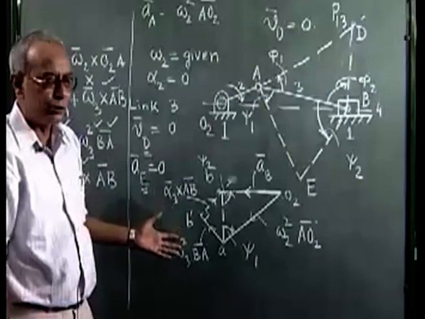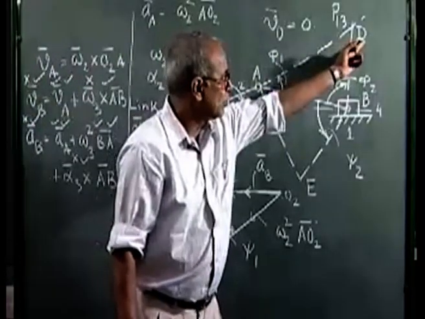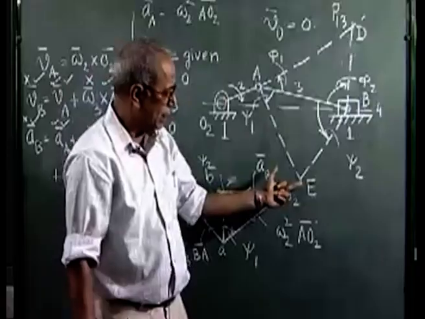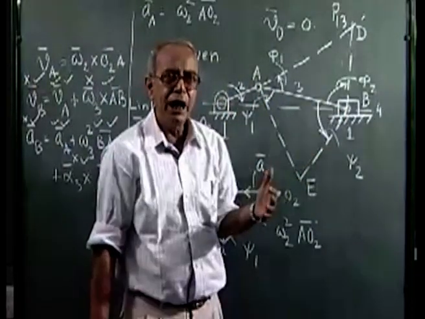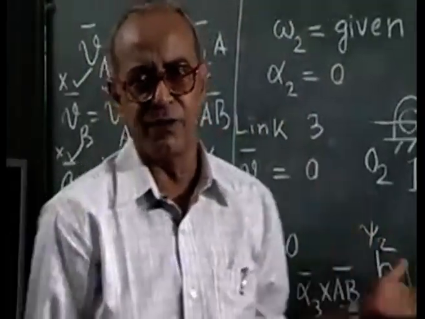It is needless to say that this point D with 0 velocity or this point E with 0 acceleration belonging to link 3 may lie outside the physical boundary of link 3.